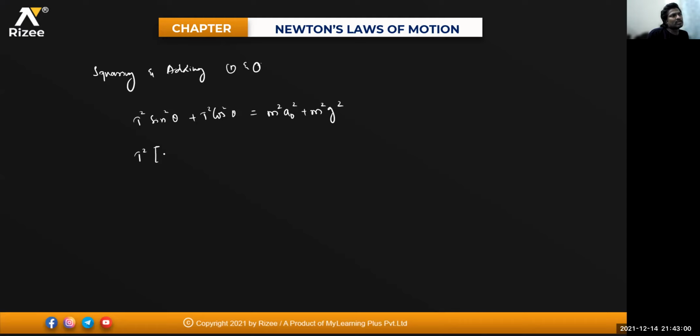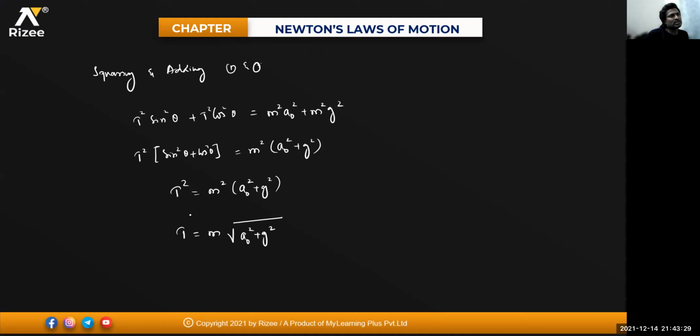T square will be common. This will be sin square theta plus cos square theta is equal to m square common into a naught square plus g square. Isn't it? Sin square theta plus cos square theta is 1. That means T square is equal to m square into a naught square plus g square. So T will be equal to m into under root of a naught square plus g square. So this will be the tension. Clear? Is it clear?